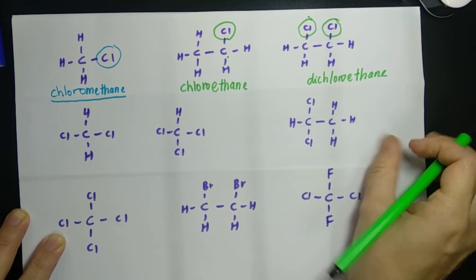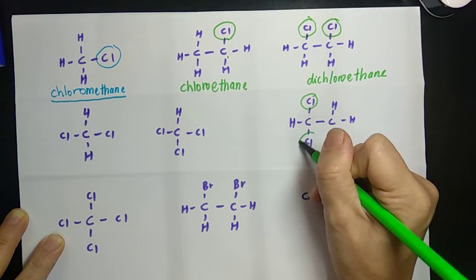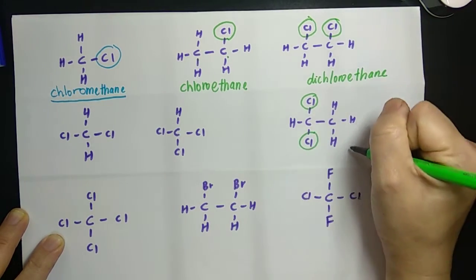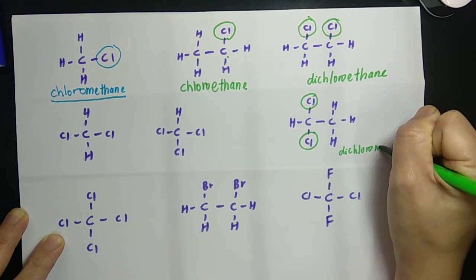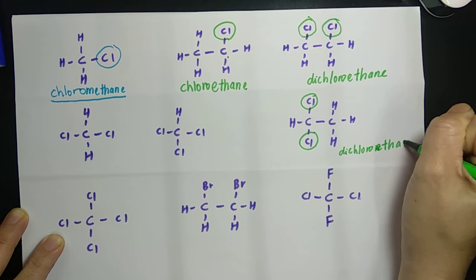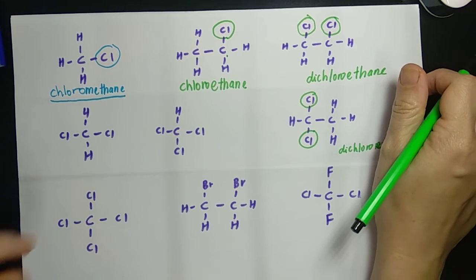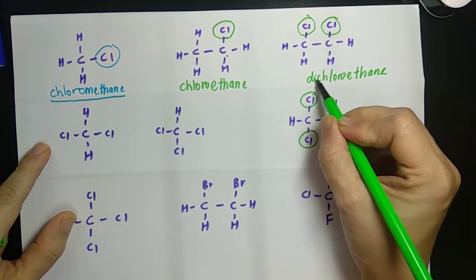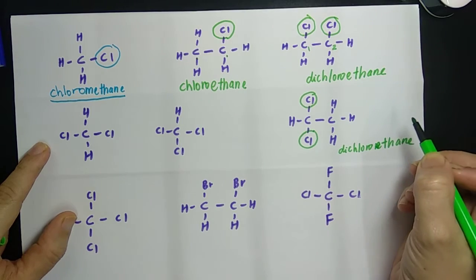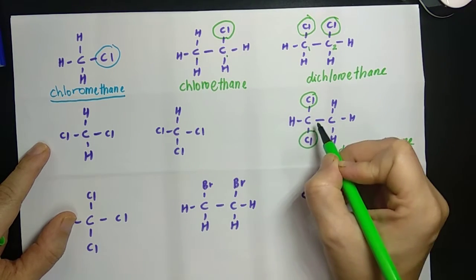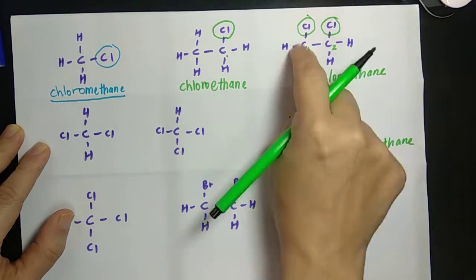But this molecule also has two chlorines. Therefore, this molecule should also be called dichloroethane. Now, they look the same, but they are not the same, because this chlorine is on the first and the second carbon. However, these two chlorines are both on the first carbon only. So their names are different. They are isomers of each other.